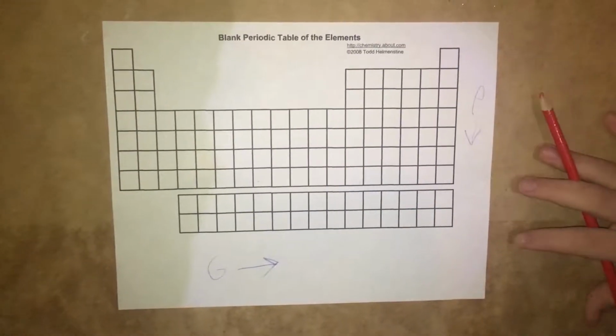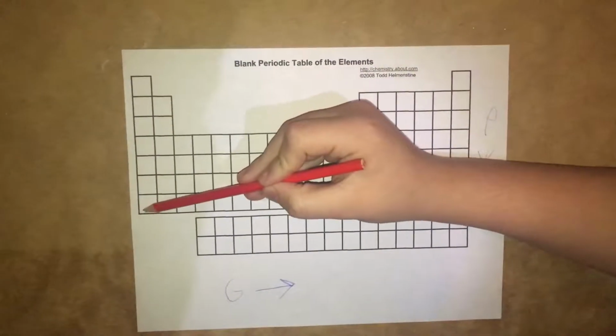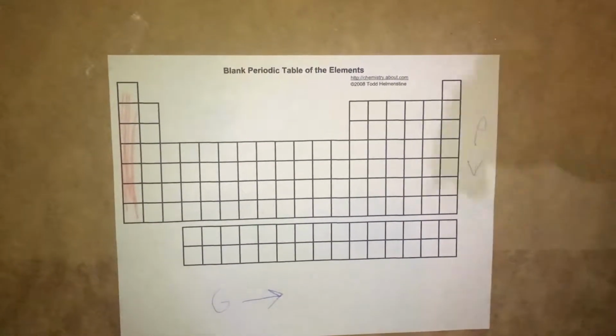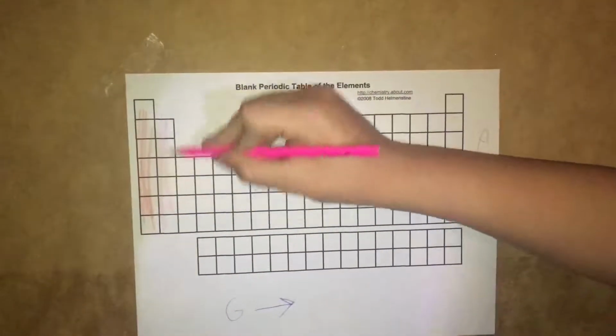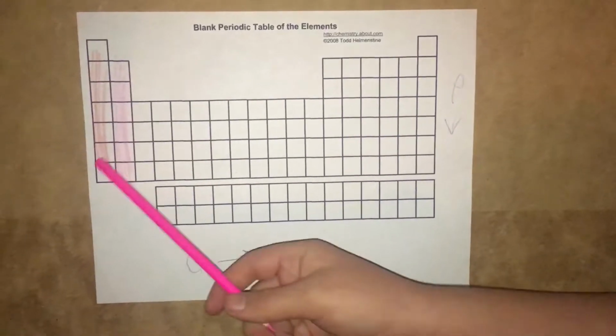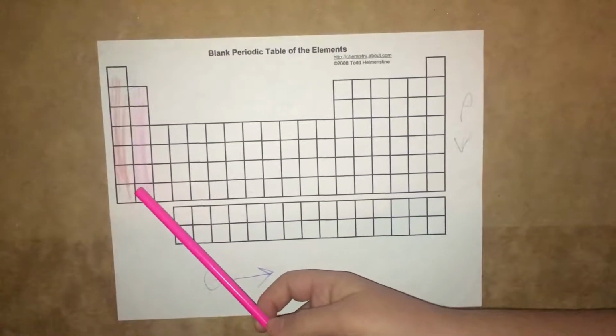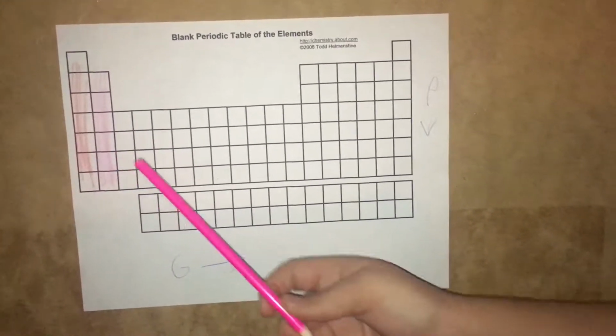Now let's look at the different sections. All the way over here are the alkali metals and the alkali earth metals. Alkali metals are very reactive, in addition to earth metals being shiny, silvery white, and so unreactive.